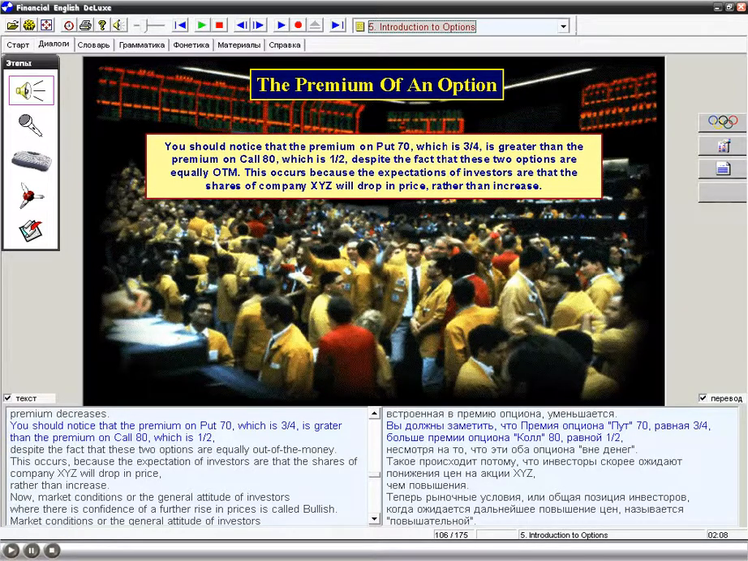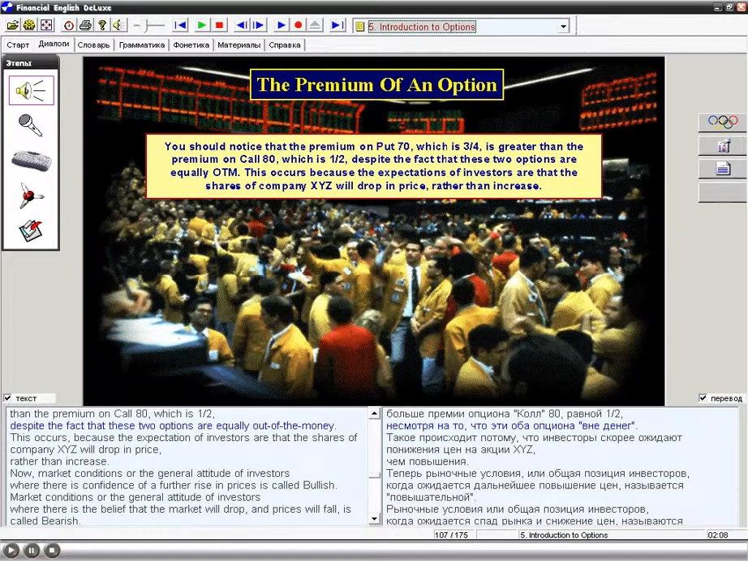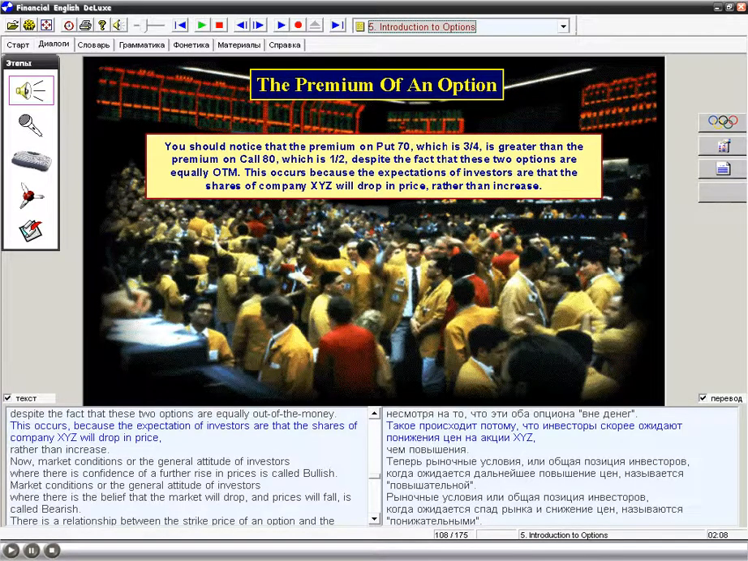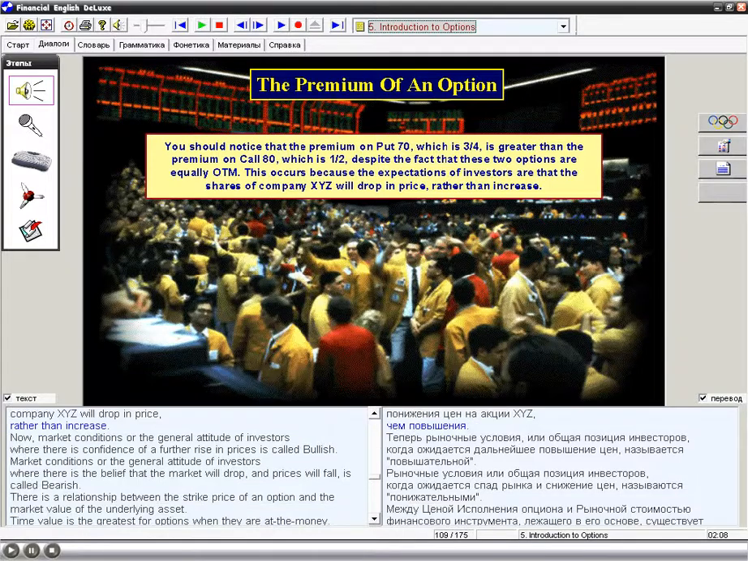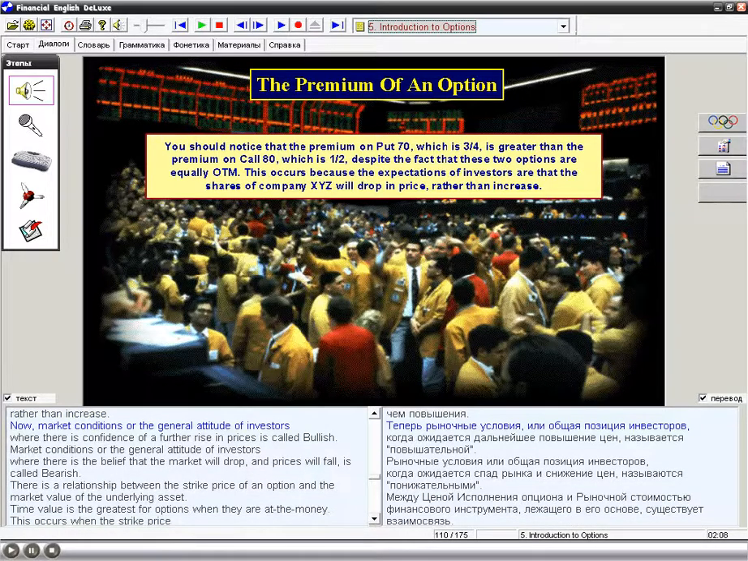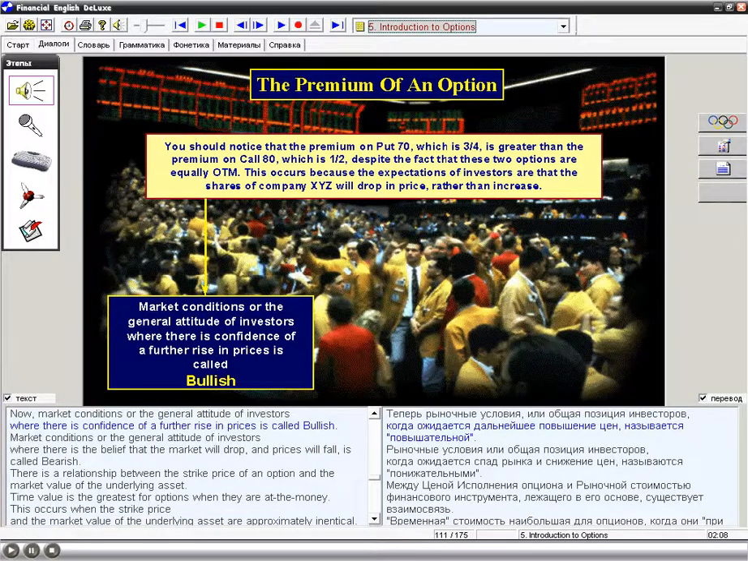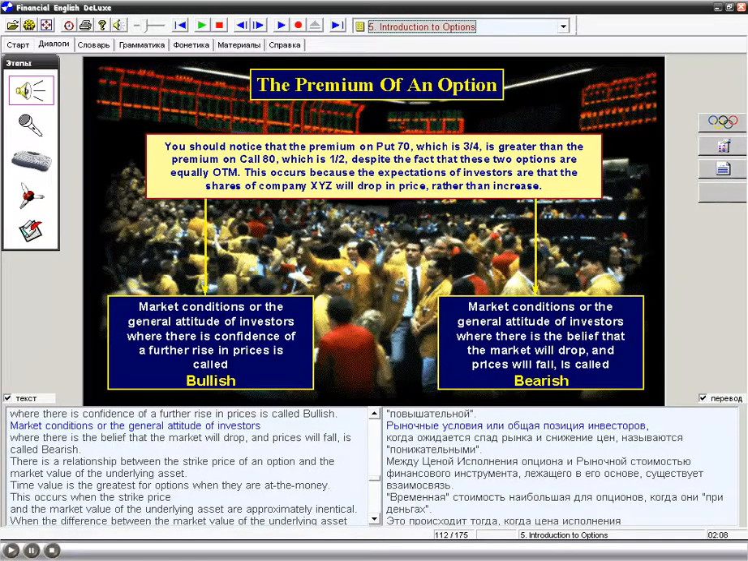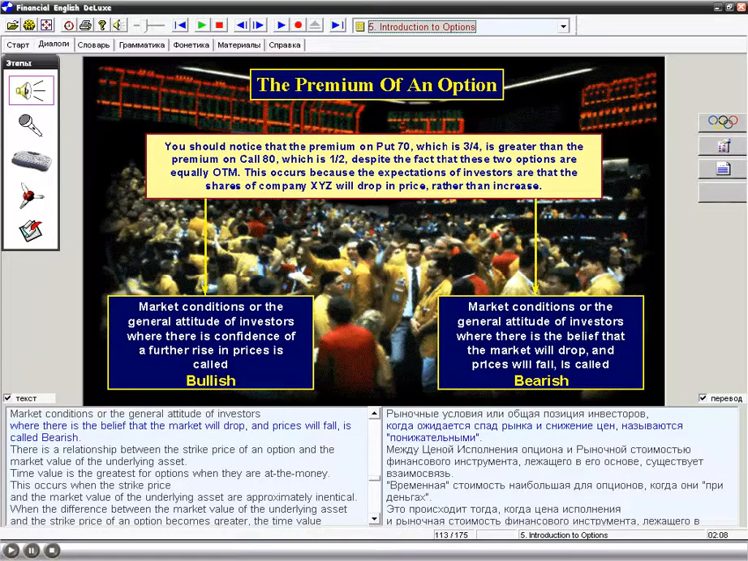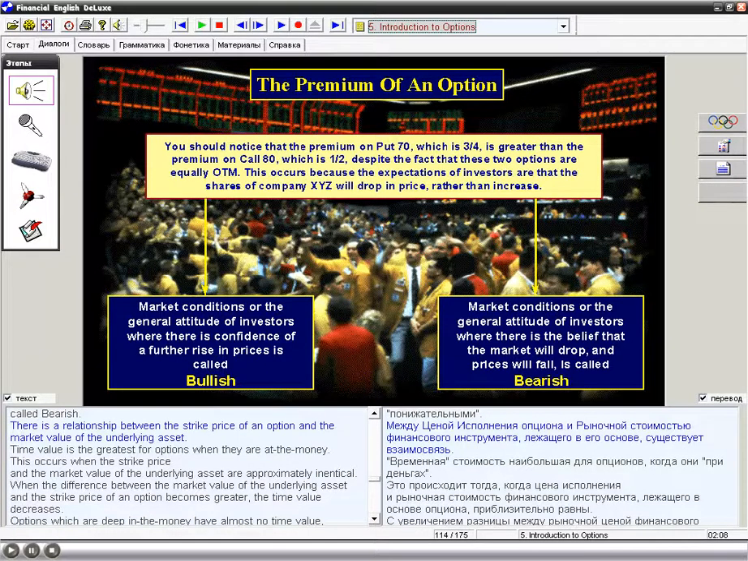You should notice that the premium on put 70, which is 3/4, is greater than the premium on call 80, which is 1/2, despite the fact that these 2 options are equally out of the money. This occurs because the expectations of investors are that the shares of company XYZ will drop in price rather than increase. Now, market conditions, or the general attitude of investors where there is confidence of a further rise in prices, is called bullish. Market conditions, or the general attitude of investors where there is the belief that the market will drop and prices will fall, is called bearish.